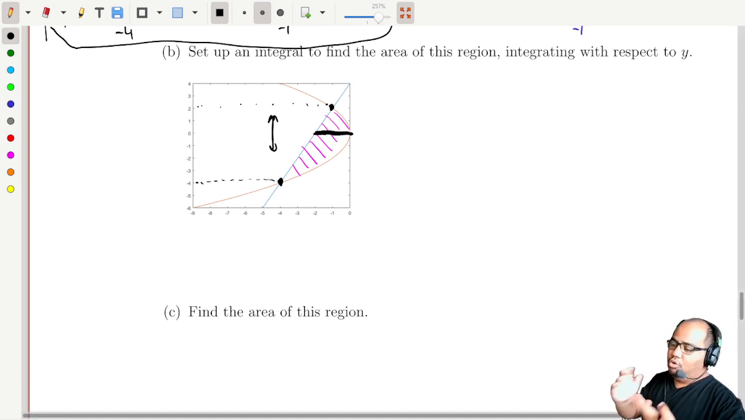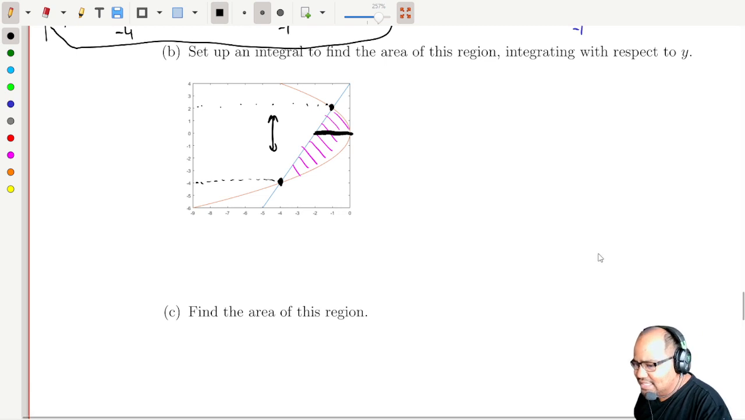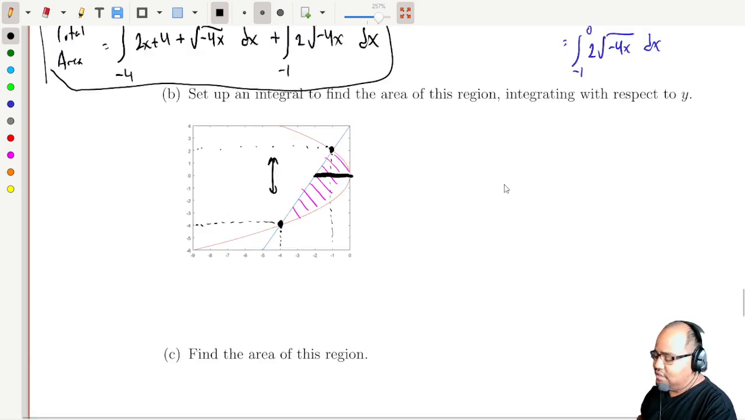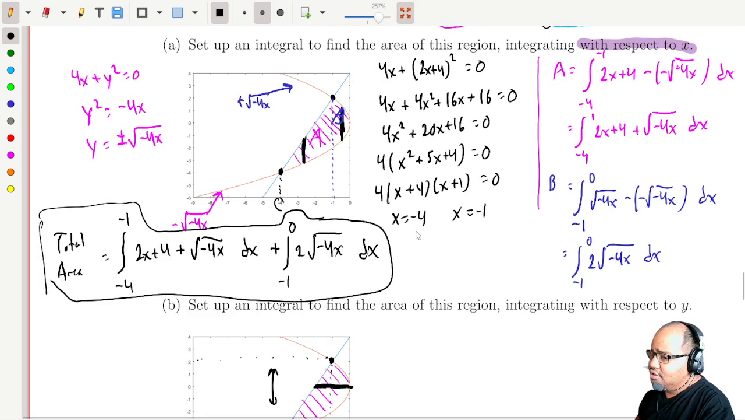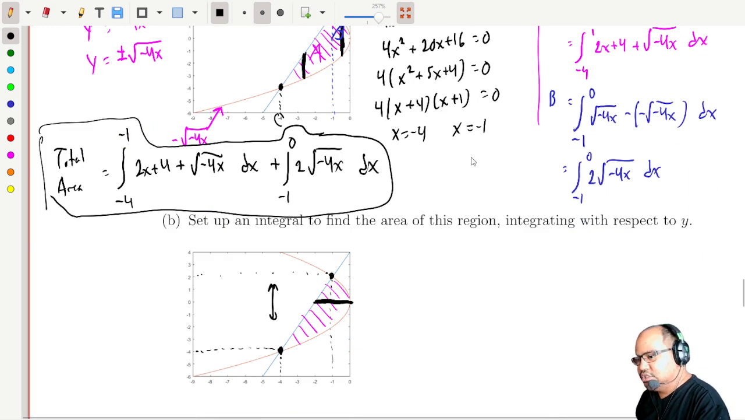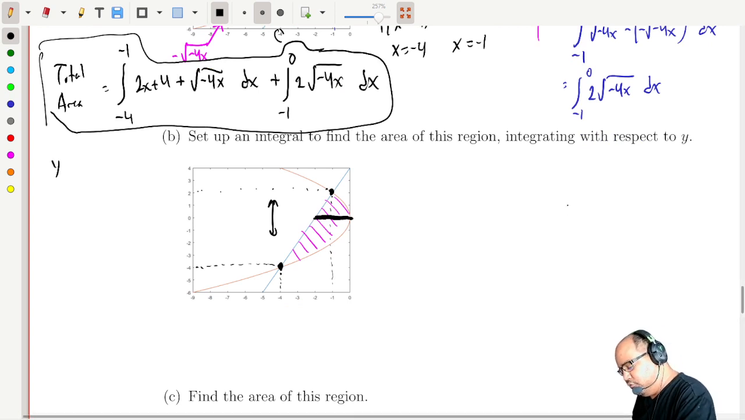The way we find that, since we already have the x intersections here, again, the x intersections are at -4 and at -1. Since we found those in the previous part, we can use that to help us figure out what the corresponding y values are. And since they intersect there, we can use only one of the curves here to help us out. So I'll use the line since that's less computation. So we remember that we have y equals 2x plus 4.